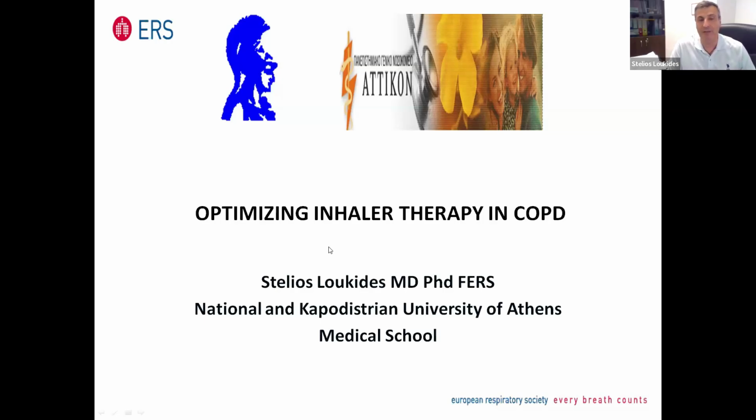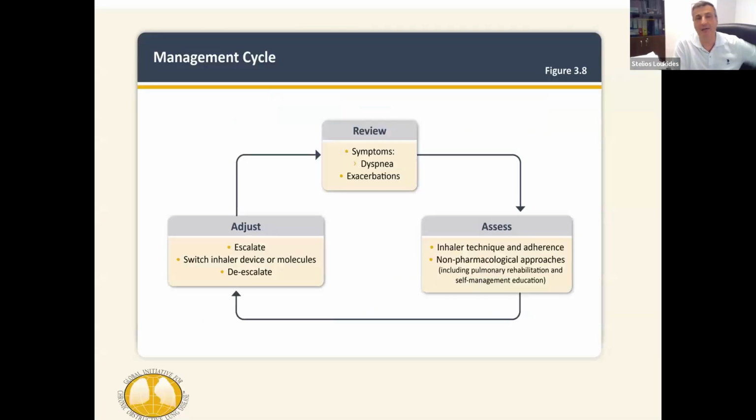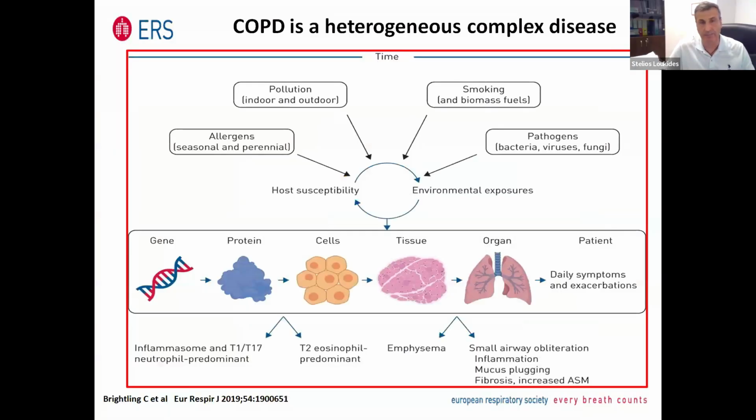The title of my talk is Optimizing Inhaler Therapy in COPD. So you can see here the management cycle of COPD. First of all, you have to review the symptoms, the dyspnea, the exacerbations, and then to assess the inhaler technique and adherence, the non-pharmacological approaches, and of course, you have to adjust the treatment by escalating or switching inhaler device or de-escalate. So these three components may drive the maximum optimization regarding inhaler treatment for COPD.